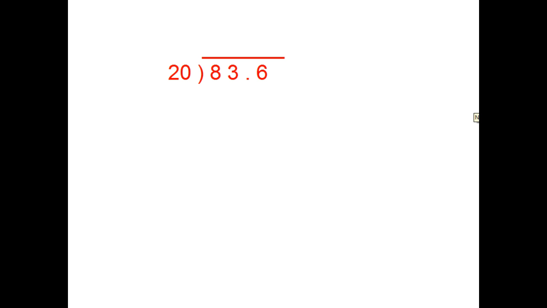How many 20s in 83.6? Again, starting with 0 there. And I'm going to tell you that 0 is going to help make sure that you get the decimal point in the right place. How many 20s in 83? Well, counting by 20s is like counting by 2s with the 0 on them. 20, 40, 60, 80. 4 of them.